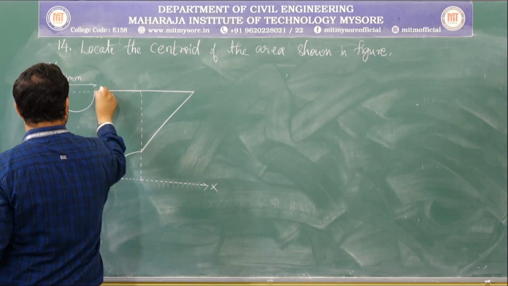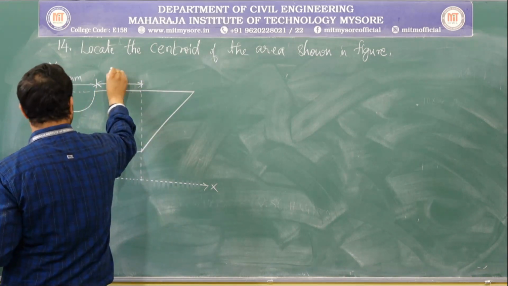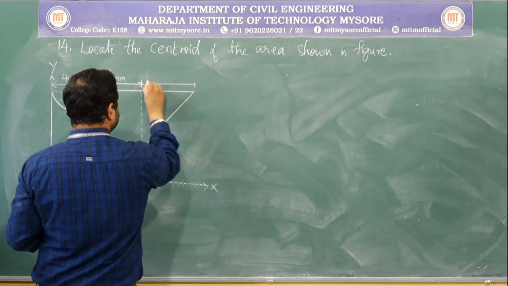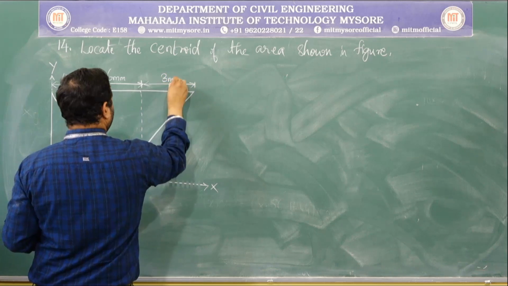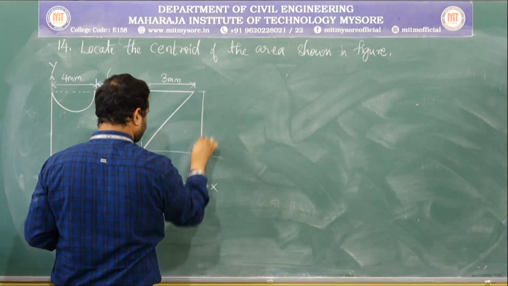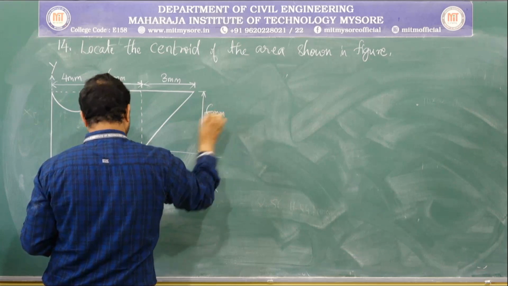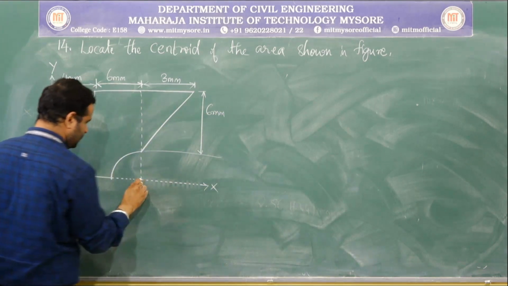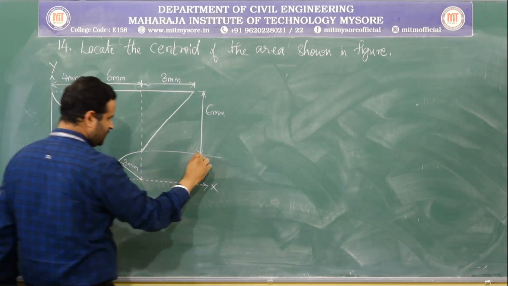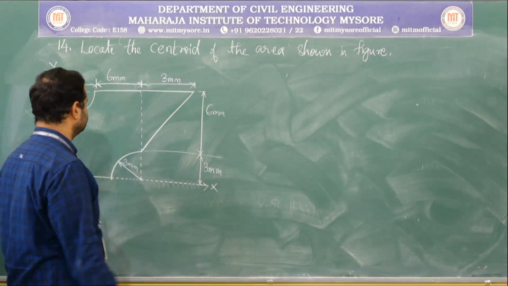This is 4 mm, this is 6 mm, this is 3 mm. This is 6 mm, and the radius of this quadrant is given as 3 mm, and hence we can write this distance also equal to 3 mm.